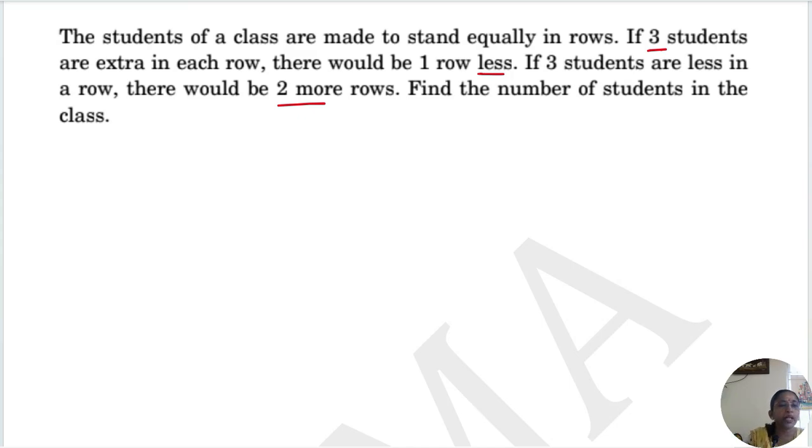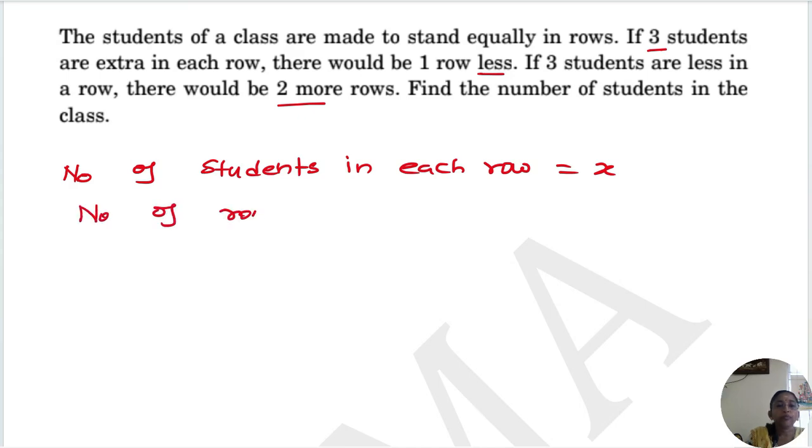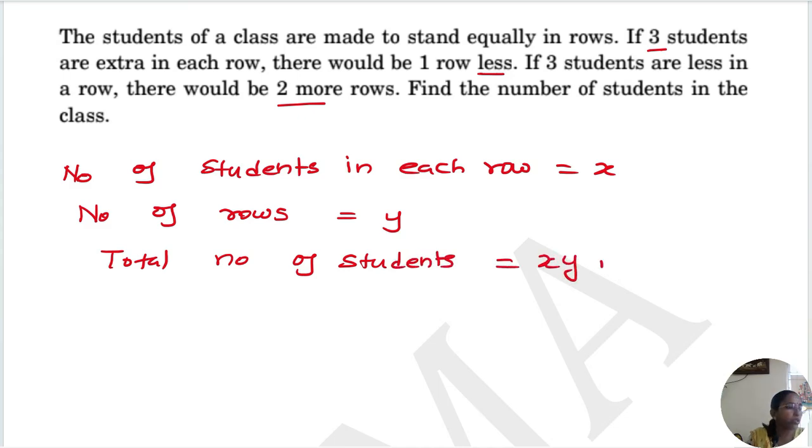So you can consider the number of students in each row is equal to x, and the number of rows is equal to y. So our total number of students is equal to x into y. So take your condition. According to our condition, what is given? 3 students are extra in each row, so x plus 3. And there would be one row less, so y minus 1, is equal to xy.